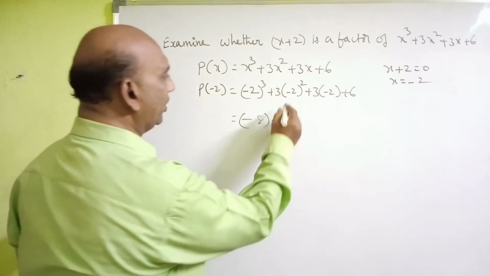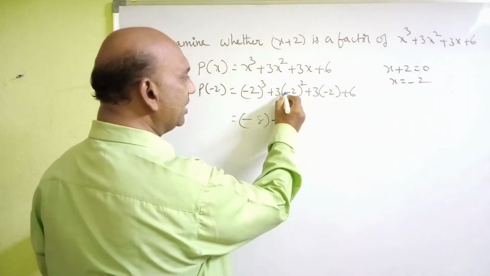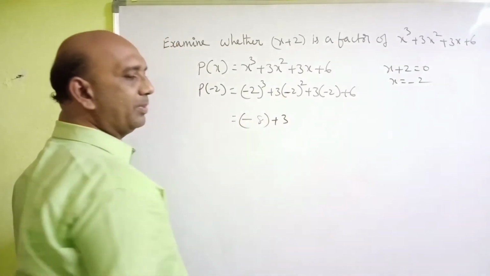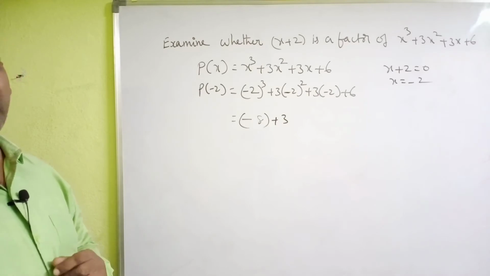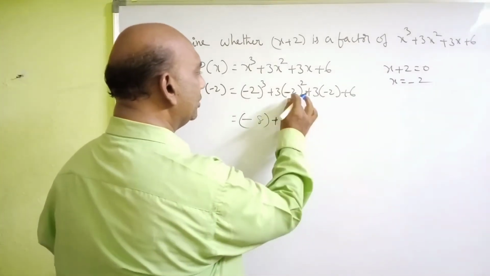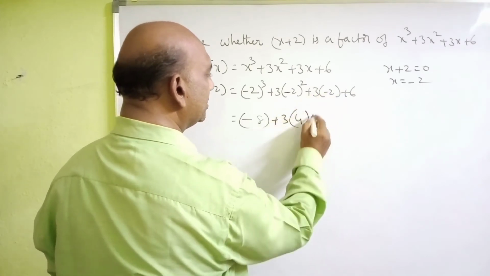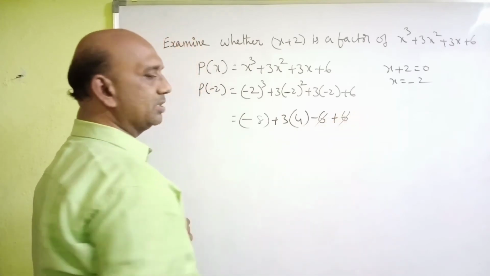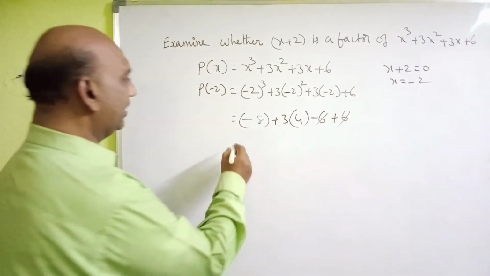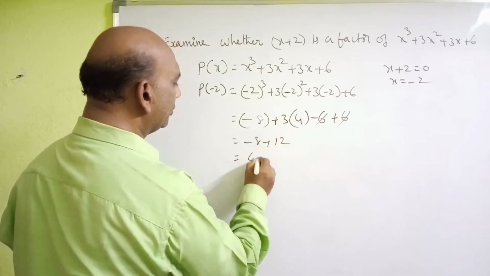Now, let us square this minus 2. Minus 2 whole square means minus is multiplied 2 times, an even number of times, so it will become plus. So, plus 2 square means 4. And then plus 3 into minus 2, that is minus 6, plus 6. Now, minus 6 plus 6 gets cancelled. What is left? Equal to minus 8 plus 12, which is equal to 4.